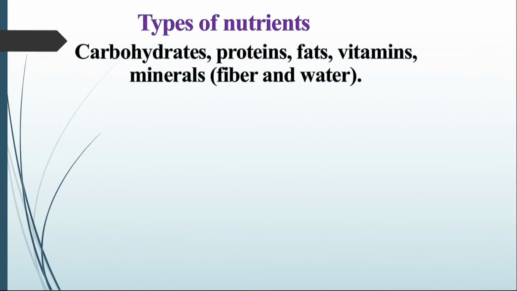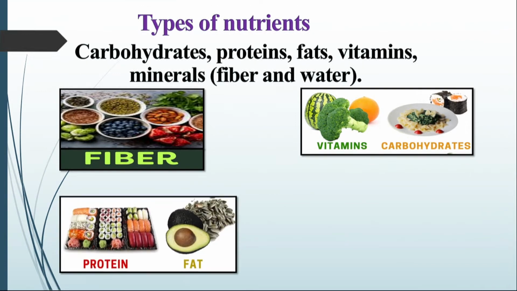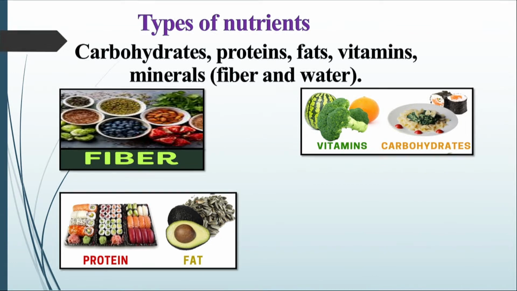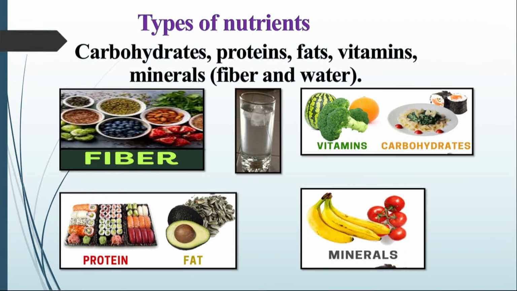What are the different types of nutrients that we have? They are carbohydrates, proteins, fats, vitamins, and minerals, not forgetting fiber and water. We get fiber from all these different plant foods. We get vitamins from fruits and vegetables, and we get carbohydrates from grains and cereals. We get proteins from animal products, fats from avocados and seeds. But don't forget, you need to drink enough water to stay hydrated. We also need minerals from fresh fruits and vegetables like bananas and tomatoes. These foods contain the minerals, vitamins, carbohydrates, fats, and proteins that we need.